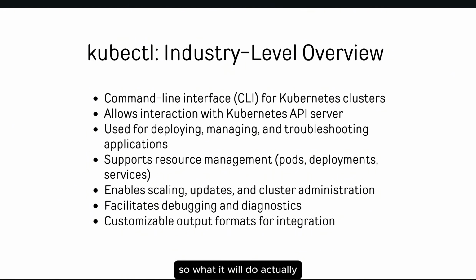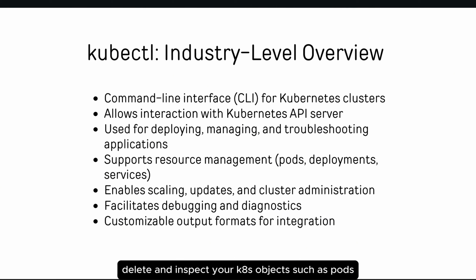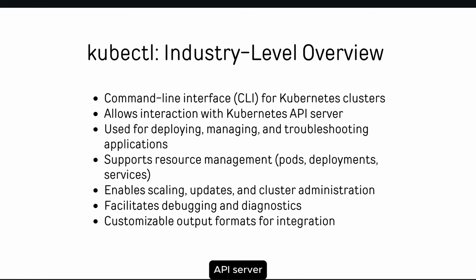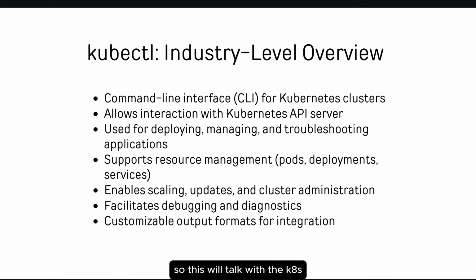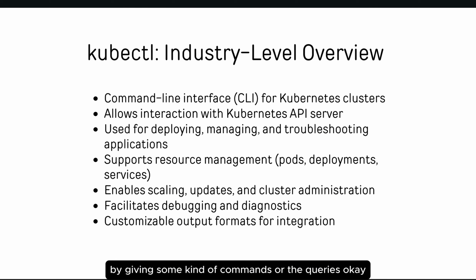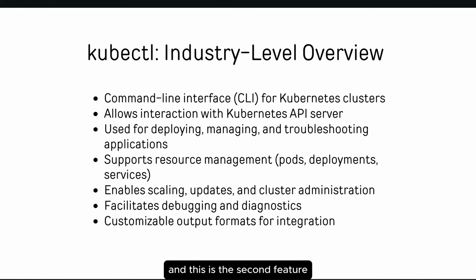The first key feature of kubectl is resource management. It can create, update, delete, and inspect Kubernetes objects such as pods, deployments, services, and namespaces. The next feature is cluster interaction. kubectl can communicate with the Kubernetes API server by giving commands or queries to see the state of the cluster. This is the second feature.